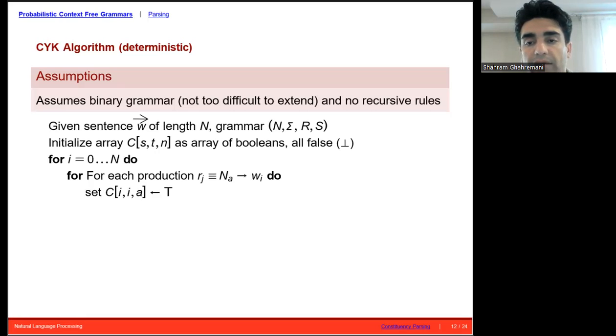And now what we are going to do is first look at singleton derivations. So we take a look at each individual word in our yield, and we see is there a production that explains that word. So this is equivalent to looking for individual rules that explain single words.